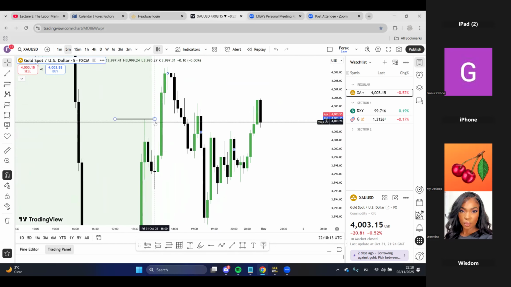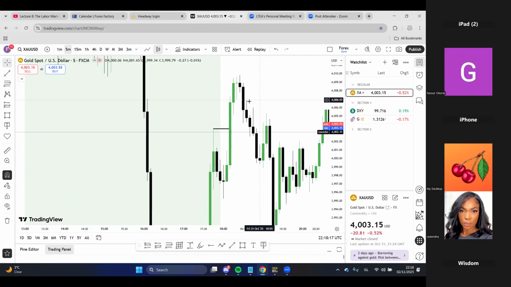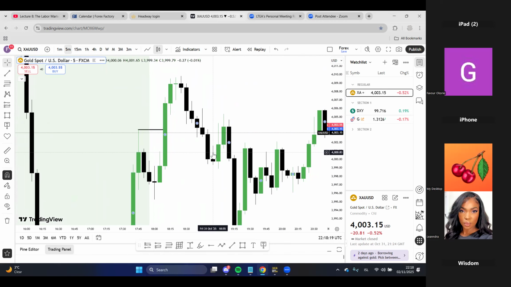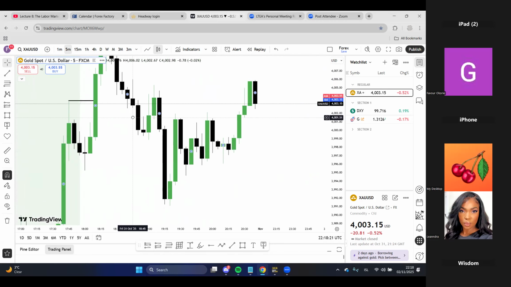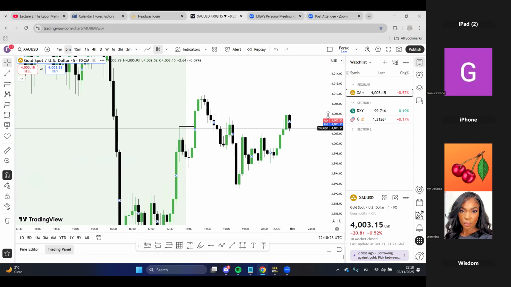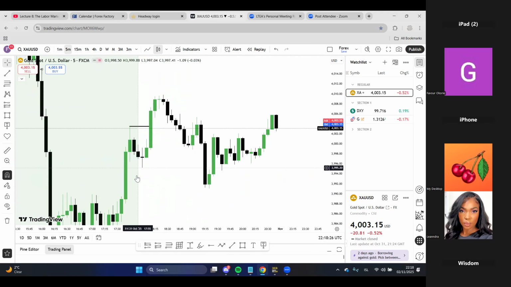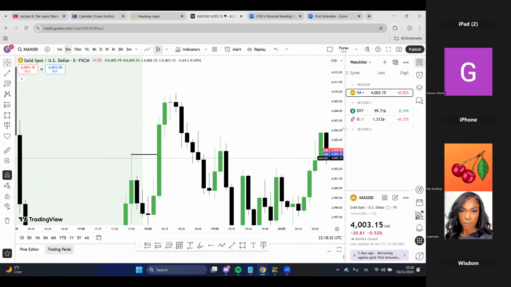So you can just do the 5 minutes. In the 5 minutes, we don't really have much information right here. But if you are like me, I know what to look for. Since this price action is long, I can do different things like this.